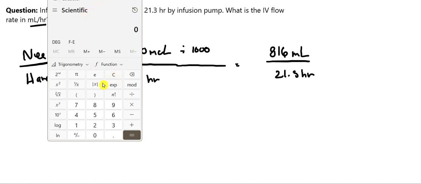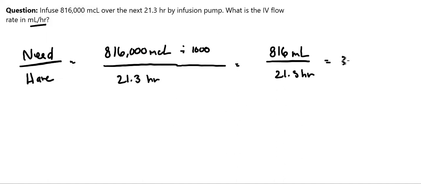816 divided by 21.3, and we're going to get 38.3. 38.3 milliliters per hour.